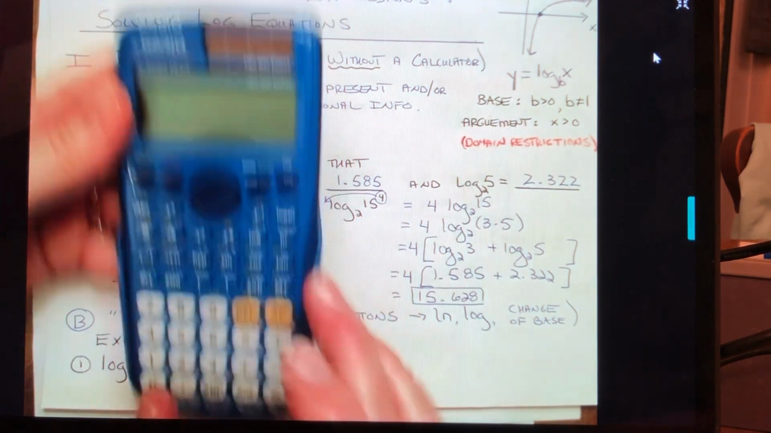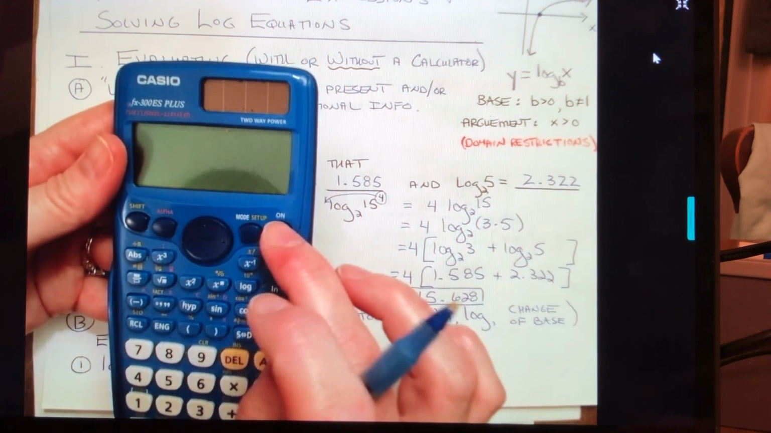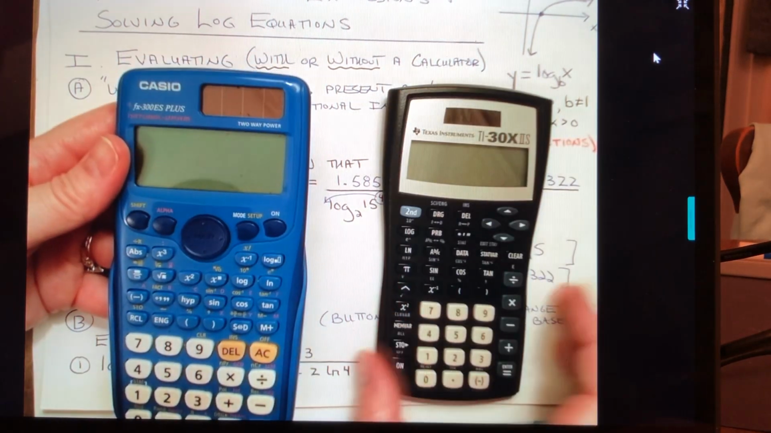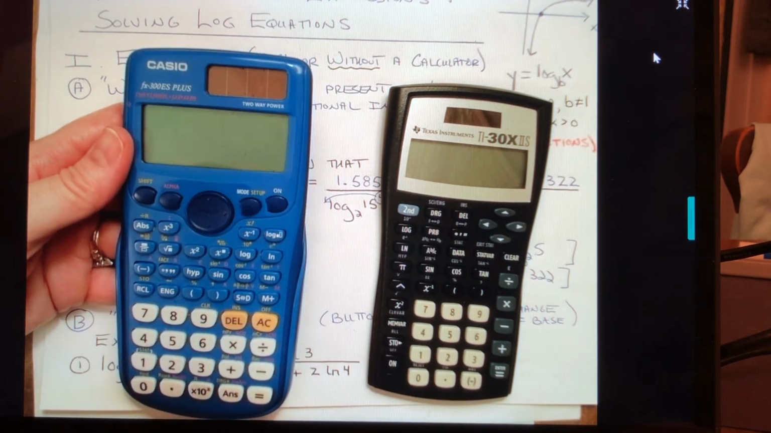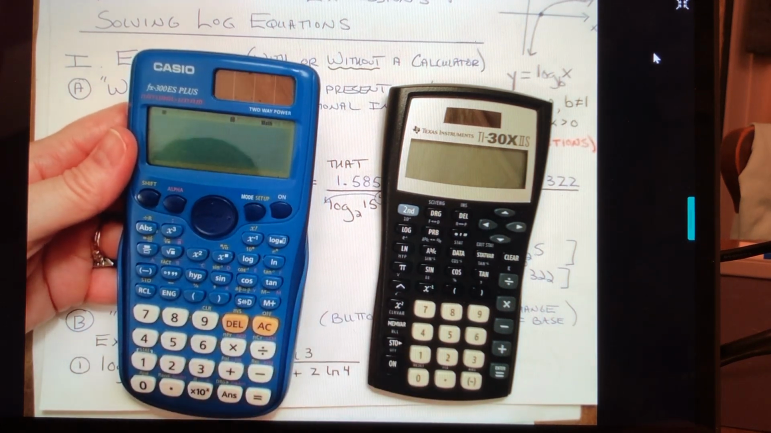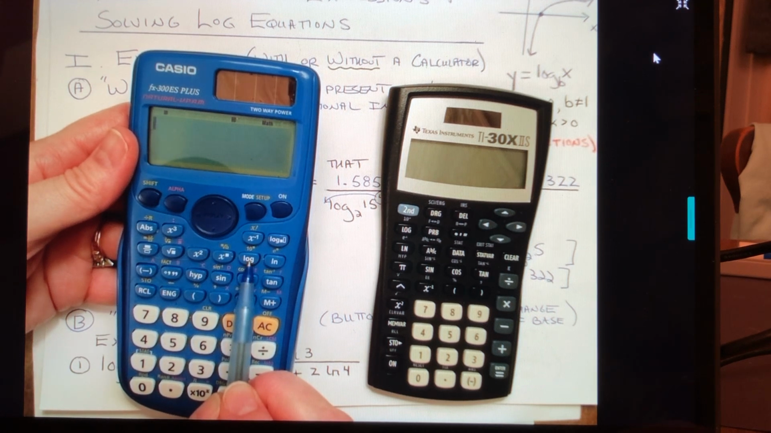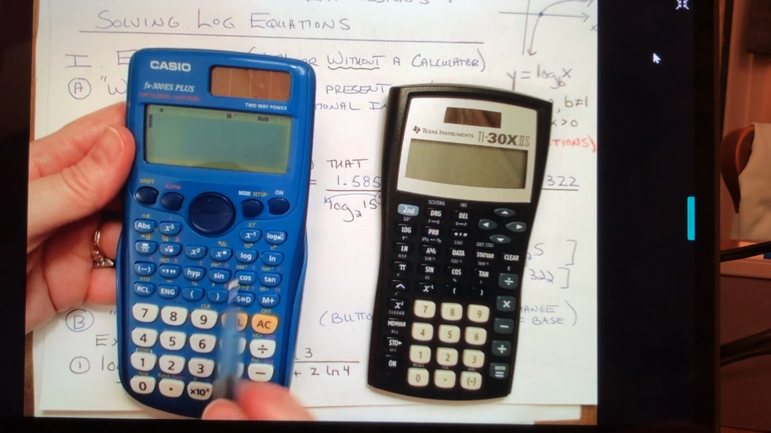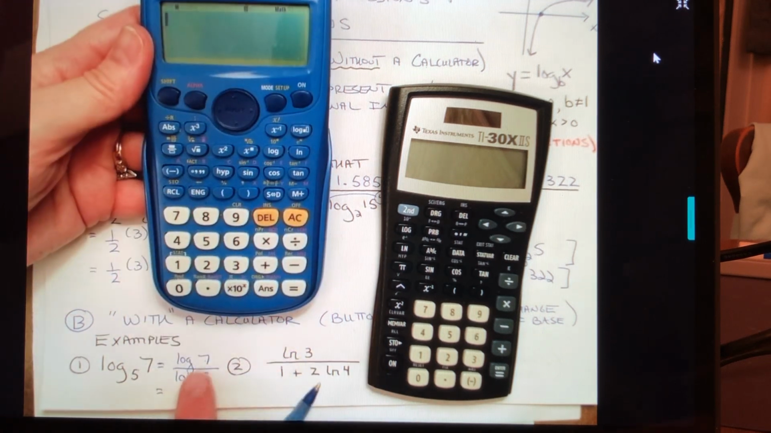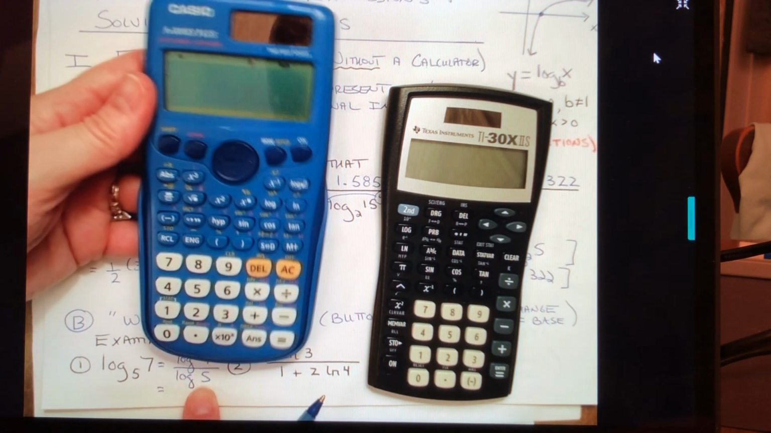So this happens to be a Casio. Some of you may also use the TI. If you remember, turn this on, and here's the log base 10 button and the natural log button. So I did base 10, so that's the one that I'm going to use. So I need to do the log of 7 divided by the log of 5.